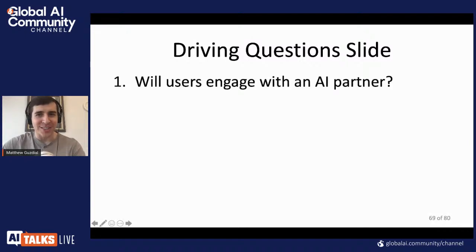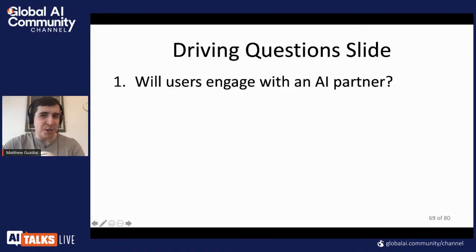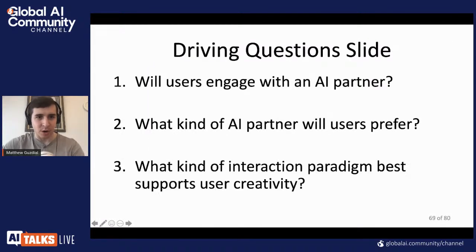So there's some questions here. Notably, I put a driving questions slide. Well done, Matthew. There's some questions here when we first created this tool. Will users want to engage with an AI partner? What kind of AI partner are users going to prefer? And what kinds of interaction paradigms are best going to support a user's creativity?